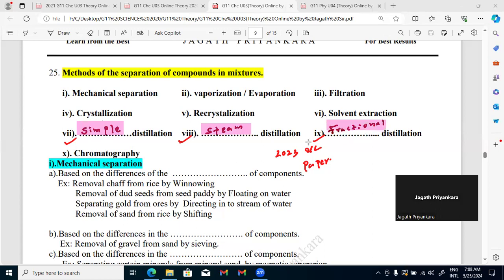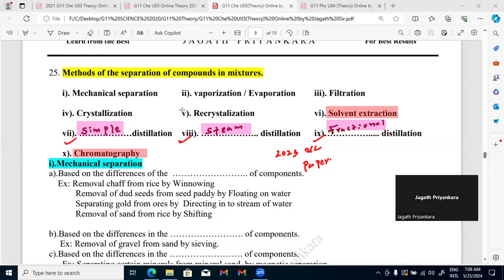So this time's oral paper, they asked this. And the last one, chromatography. And solvent extraction is also a bit important. Others, they don't ask in detail. The last 5 separation techniques, students, are a bit important, because they can ask under structured essay questions.